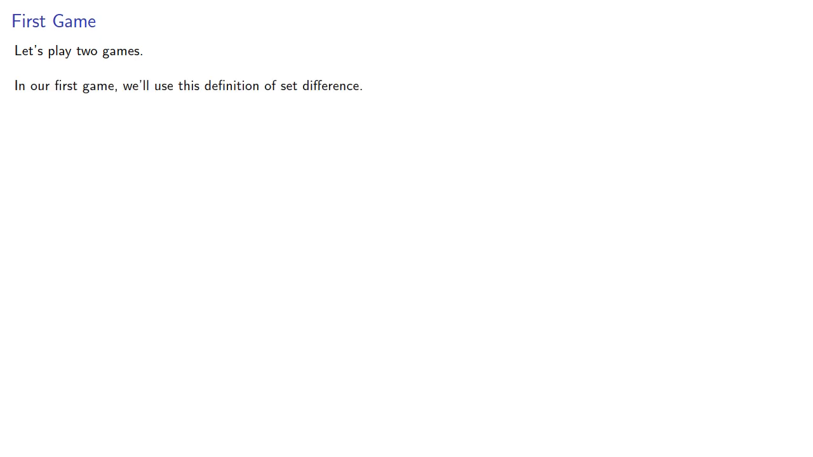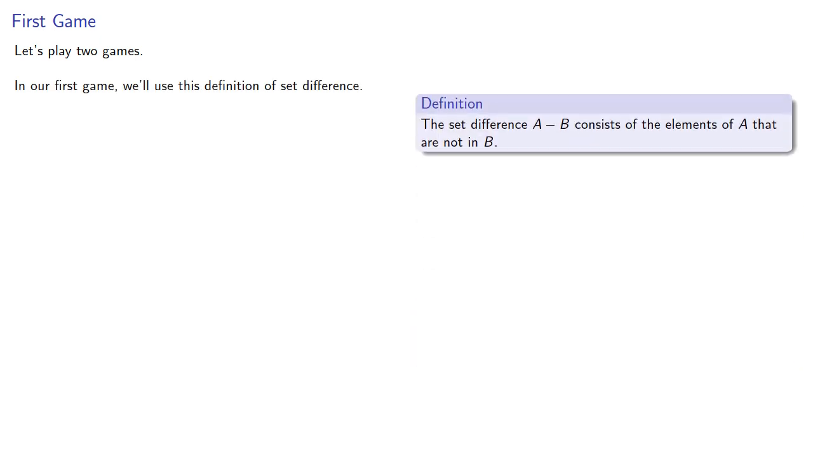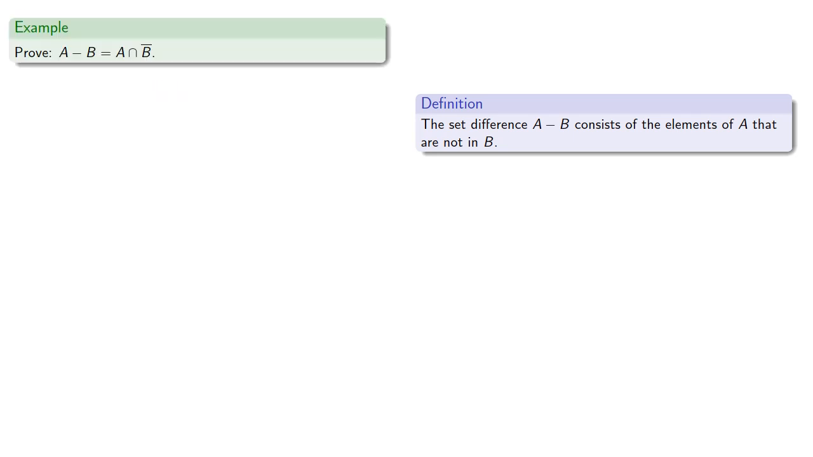In our first game, we'll use this definition of set difference. The set difference A minus B consists of the elements of A that are not in B. And let's prove the following result, that the set difference is the same as the intersection of A and the complement of B. So we have an equality, and we want to show that either set is a subset of the other. So let's suppose that X is in the set difference.